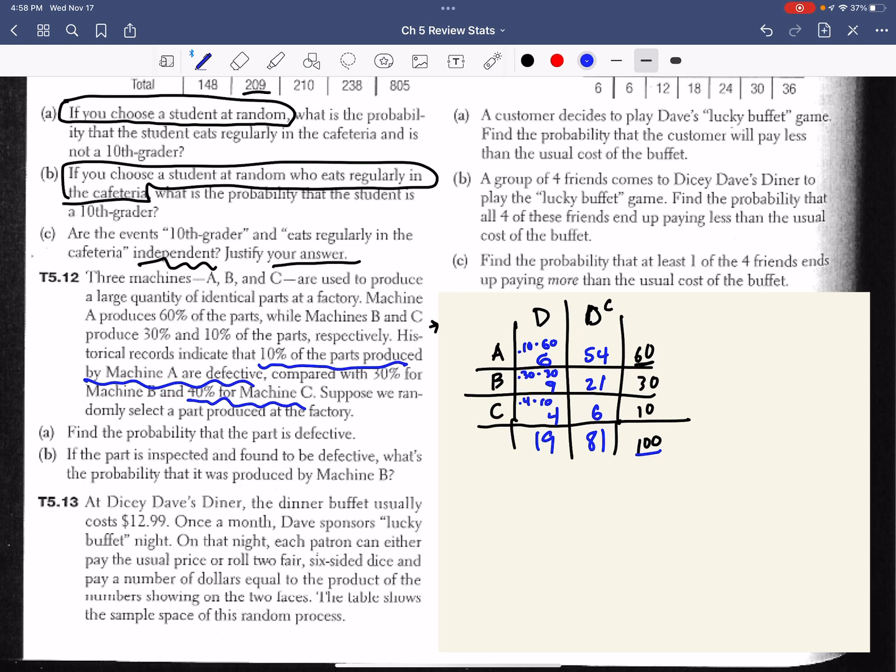Suppose we randomly selected a part produced at the factory. Find the probability that the part is defective.